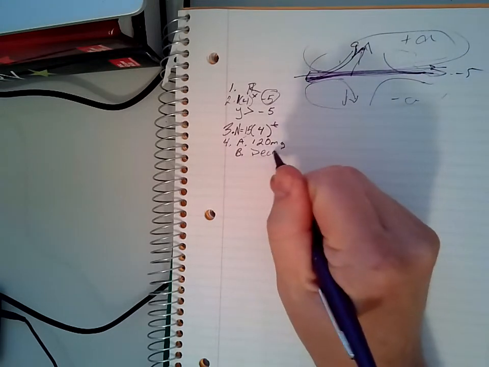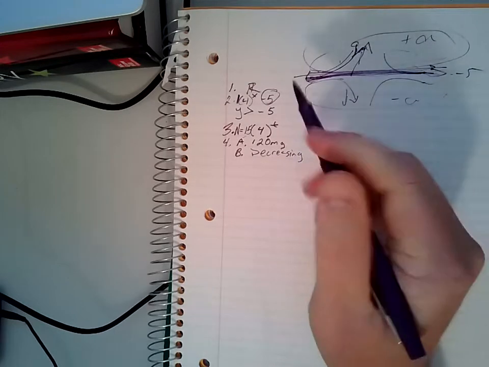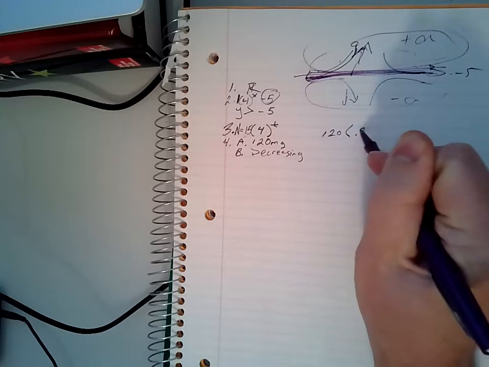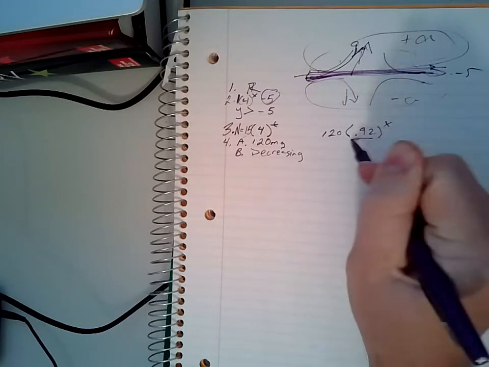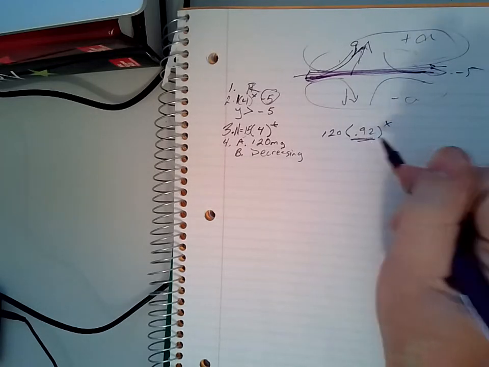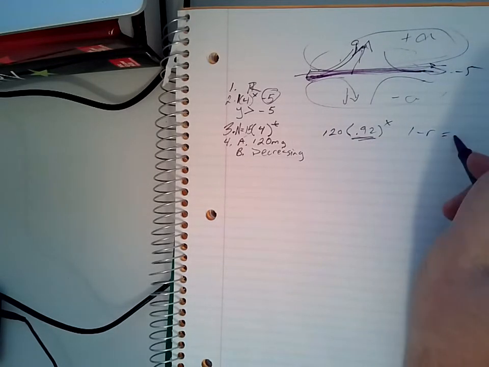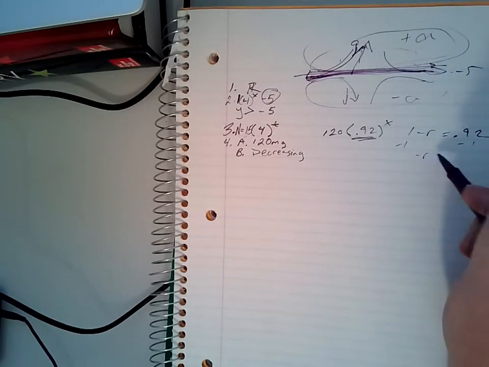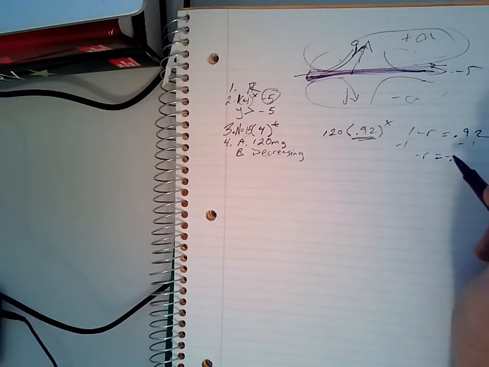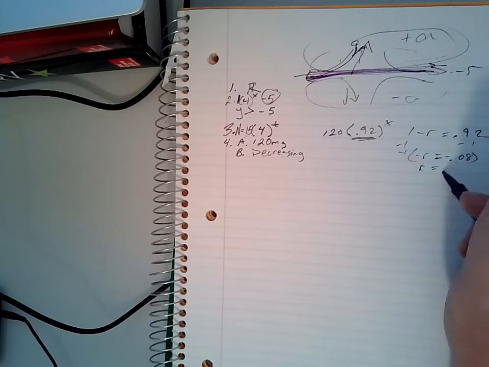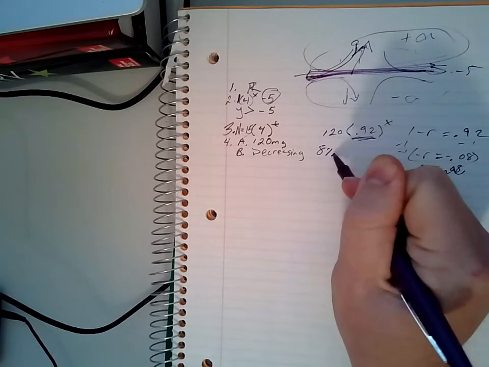B is asking for the percentage of change, and is it increasing or decreasing? We know it's decreasing because the value inside of the B, 0.92 in 120 times 0.92 to the power of x, is less than 1. How much is it decreasing by? Well, remember, 1 minus r is going to be equal to 0.92. Subtract 1 on both sides, and we get negative r equals negative 0.08. Multiply the whole thing by negative 1, and we get r is equal to 0.08. Change that to a percent, and it is decreasing by 8%.